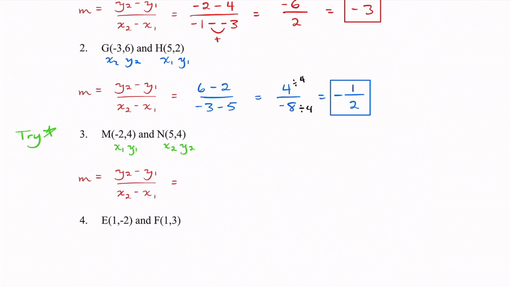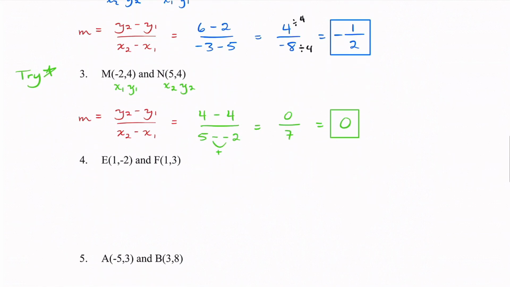So y2 is a 4 for me, the way I labeled it. And then minus y1, that's a 4, divided by x2 was 5, subtract, and then x1 was that -2. Okay, so in the numerator, 4 minus 4 is 0. In the denominator, 5 minus -2, that's actually plus. So we're going to get 7. And 0 divided by 7 is 0. So our answer for that one is 0.